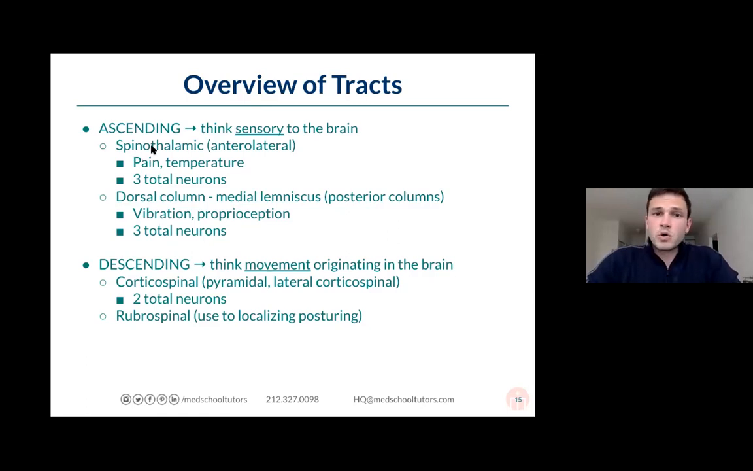So the spinothalamic, right? So let's break it down, goes from the spine to the thalamus, and it travels in the anterolateral part of the cord, right? So those are the two names for it. And then you really just have to remember pain and temperature. I put in 3 total neurons and that'll make sense in a second. So the two names tell you kind of where it goes and where it lives. And then you just have to remember that it does pain and temperature. You're going to see things like crude touch. I find that to be less helpful, right?